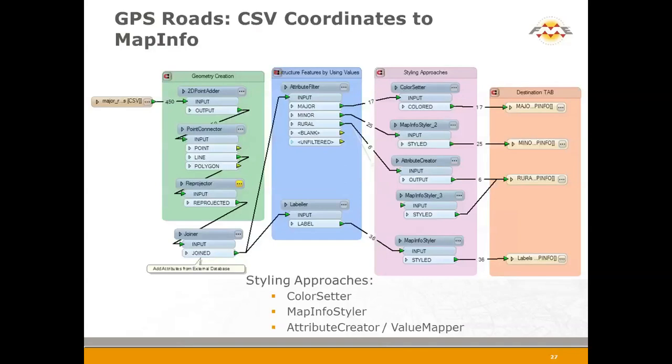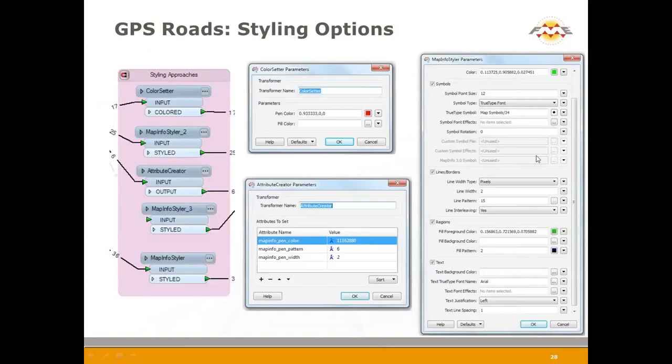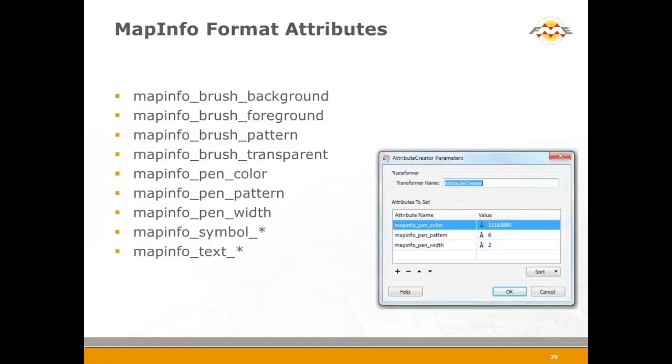So just a quick review then, the three styling options are the generic styling that you get with FME, so color setter, for example, the MapInfo styler, and just as a reminder, there are other styler transformers when you get to the exporting, because we have DWG and other stylers, and then finally the attribute creator for explicitly setting the specific attribute values. And there are some of the format attributes that you can set. It's not all of them, but these you can find in the documentation for the writer.